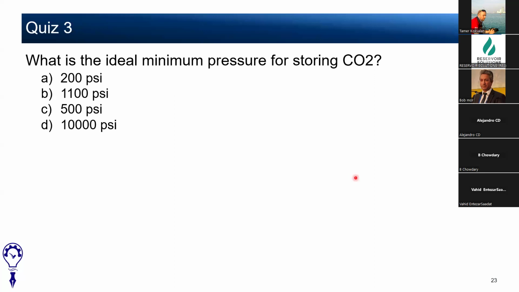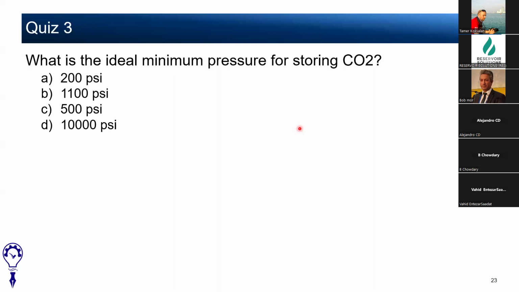Okay, thank you very much. So the answer is B, 1,100 psi. And why? Because we need to store CO2 in supercritical condition. And supercritical pressure of CO2 is 1071 psi. So we need to store it more than this pressure. So the correct answer is B, or 1100 psi.